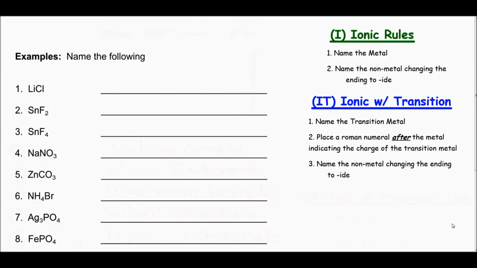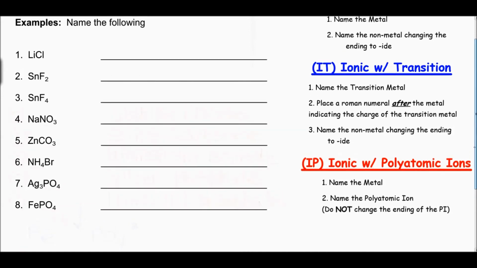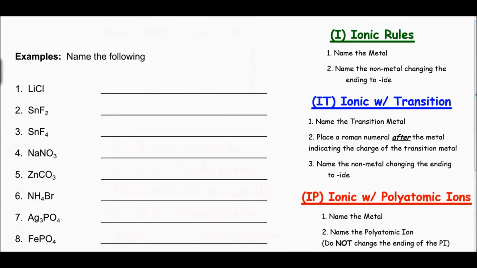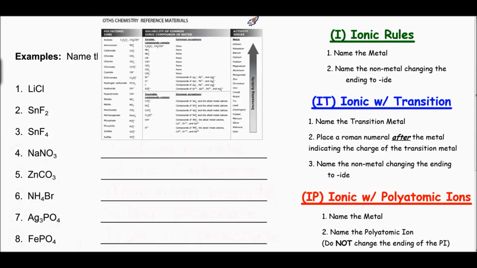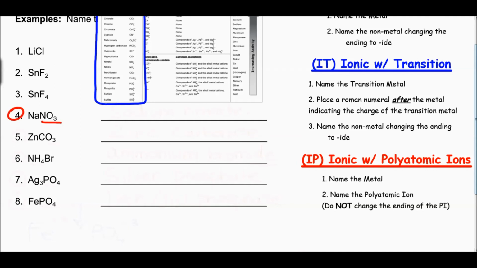Our third ionic compound group includes ionic compound naming with polyatomic ions. As you become more familiar with your polyatomic ions, you'll be able to recognize them more easily. But remember, you don't have to memorize them. They're on the back of your periodic table on the left-hand side in this section. So as I look at number 4, I notice NO3 is a polyatomic ion. So using my rules, the first thing I do is name my metal, sodium, and then I'm going to name my polyatomic ion NO3, nitrate.